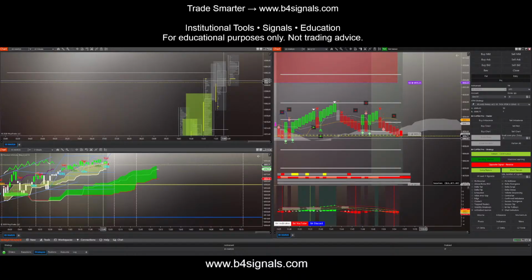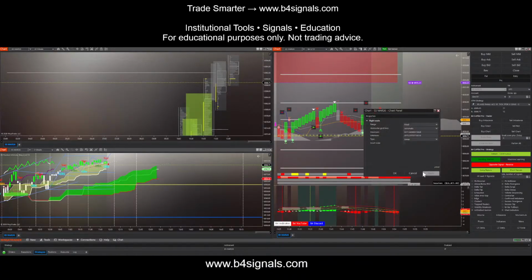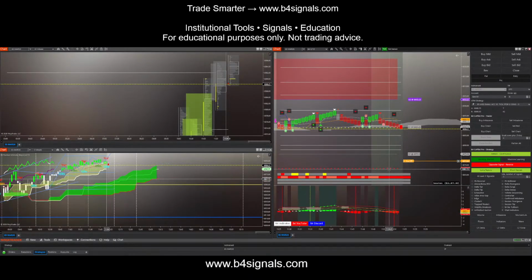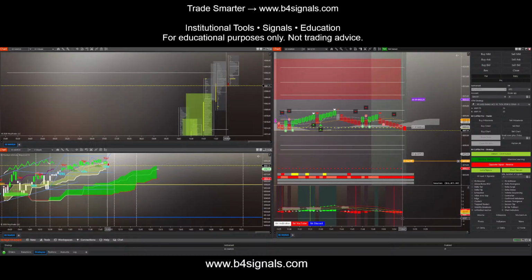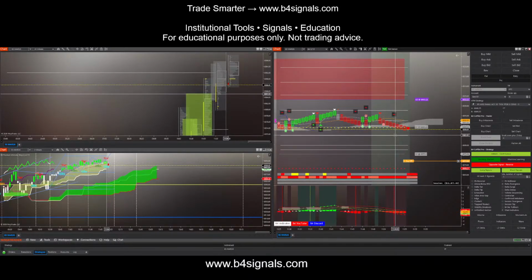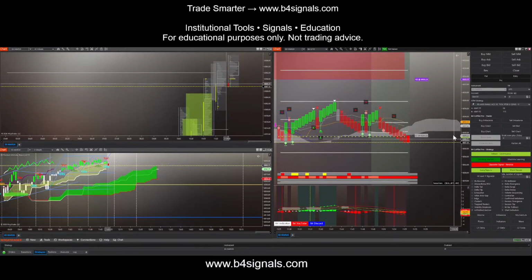Major support area right there. See what it's going to do there. It's got room to come on down, possibly to here, 68.85. Let's look at how it's building inside there.